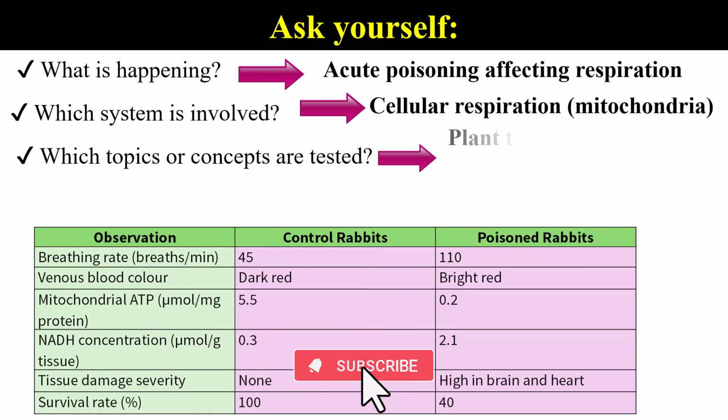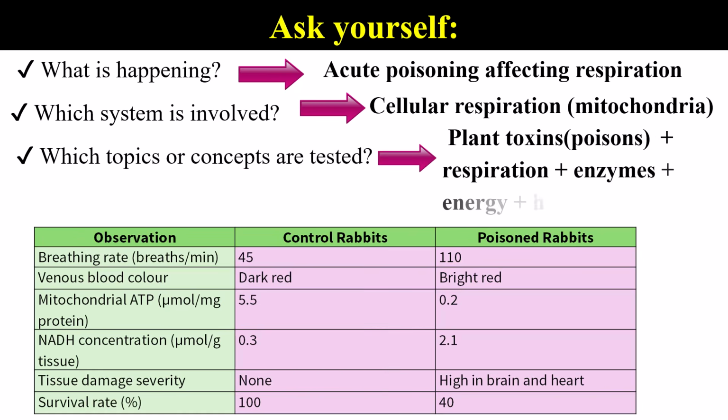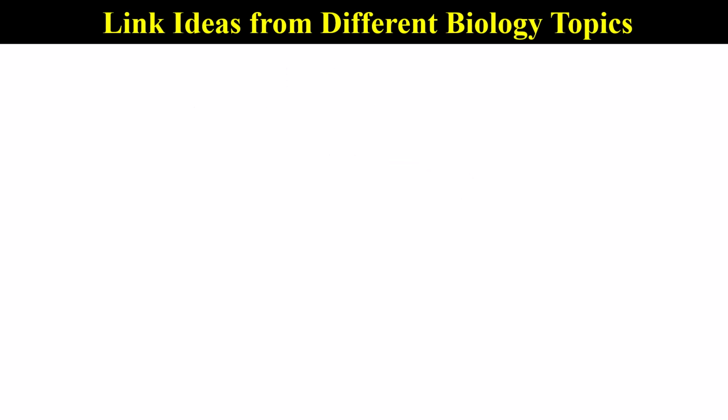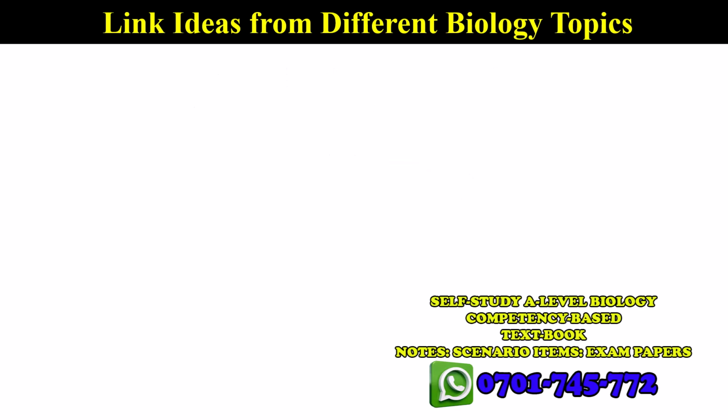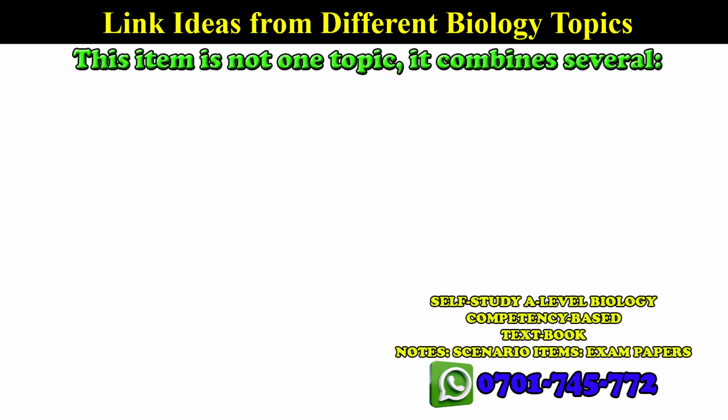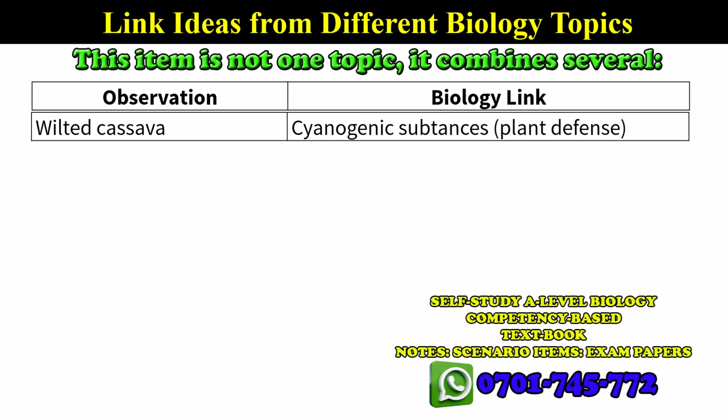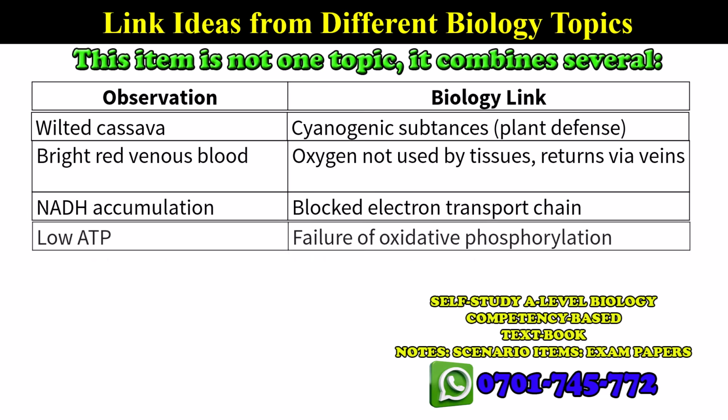Which topics or concepts are tested? Plant toxins, poisons, plus respiration, plus enzymes, plus energy, plus homeostasis. Understanding the story prevents guessing. Link ideas from different biology topics. This item is not one topic. It combines several. Analyze that biological link for each parameter.